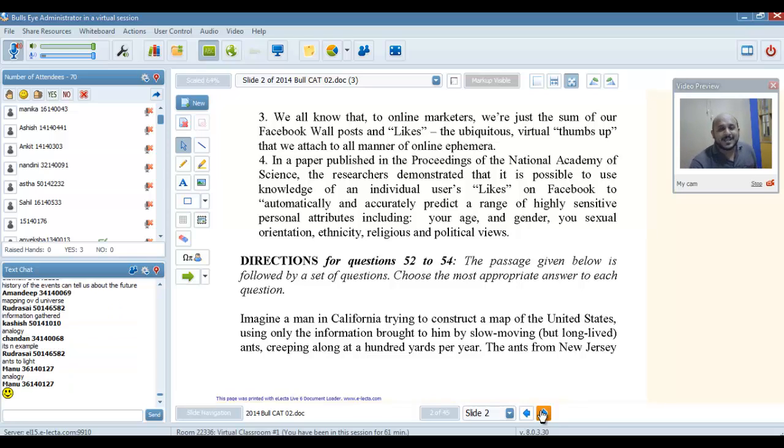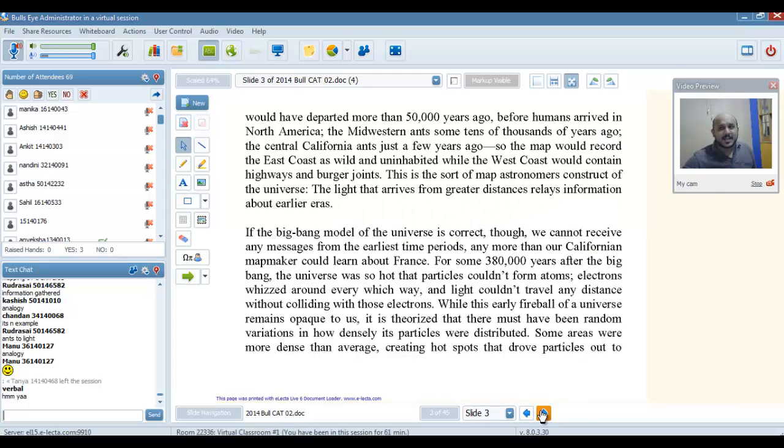Analogy is an example. See what happens in an analogy? You give a parallel example. What was the topic of the passage? The passage was about dark energy and the universe and all that matter. But the first paragraph was about ants. So he's using the example of ants and how a map is built using ants. He's creating a parallel with the Big Bang theory and dark matter and waves, etc. This is what you call an analogy.